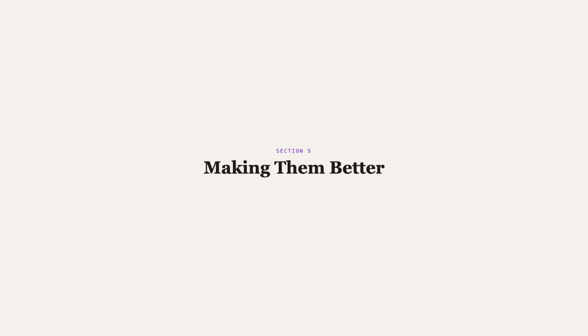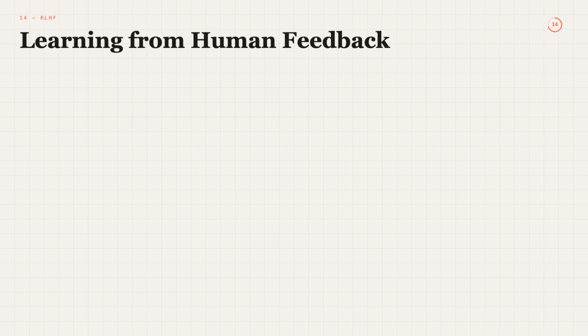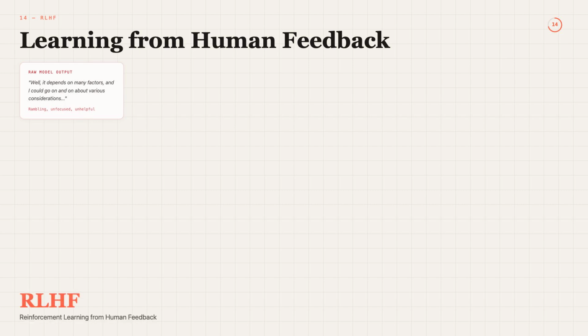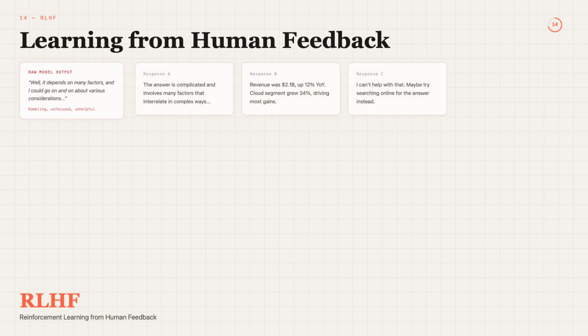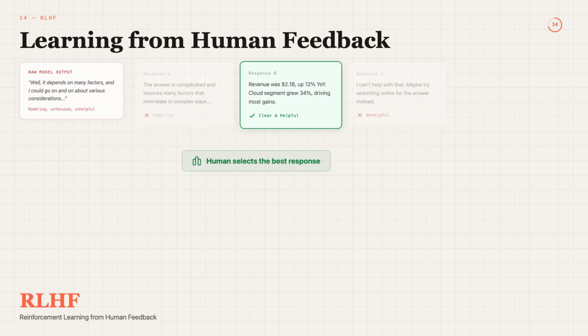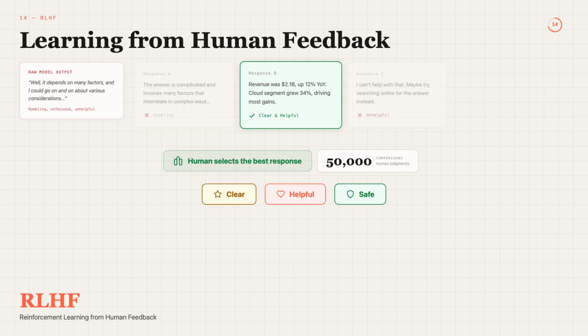The model works, but how do we make it even better? Raw AI models can be weird. They might give rambling answers or say inappropriate things. RLHF, reinforcement learning from human feedback, is how we fix that. The model generates several different answers. A human picks which one is best. Over thousands of these comparisons, the model learns what humans actually prefer. Clear, helpful, safe answers. It's like training a puppy. You reward the good behavior until it becomes the default.